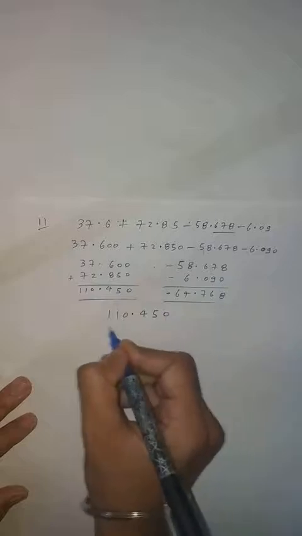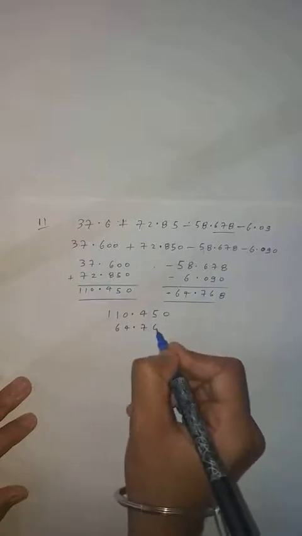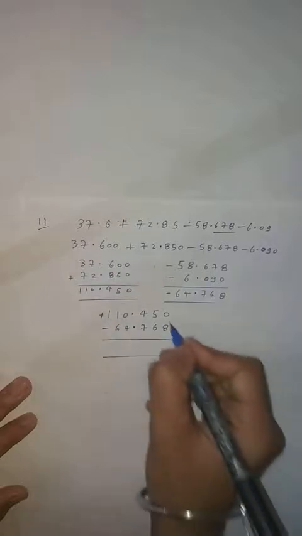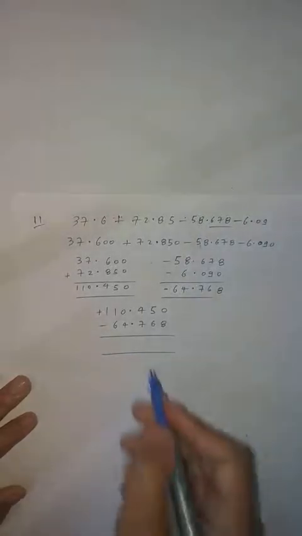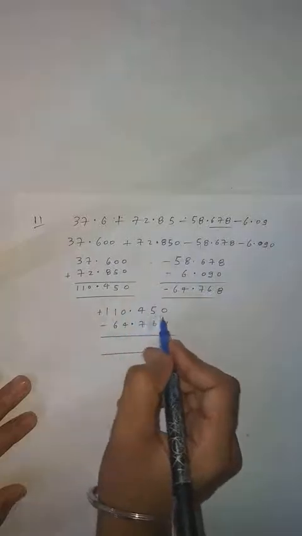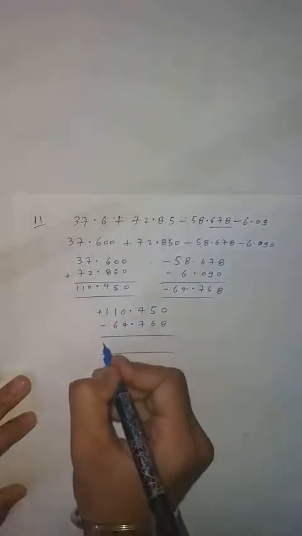110.450 and 64.768. This is in plus, this is in minus. Okay. So now plus minus minus, you know that, and for the sign you have to put the greater integer's sign in both of them. Which one is greater? You will say 110.45 is greater and it has a plus sign, so you have to put a plus sign here.